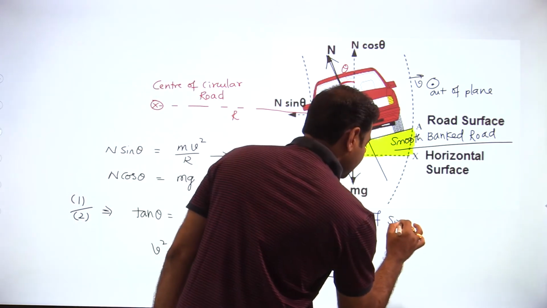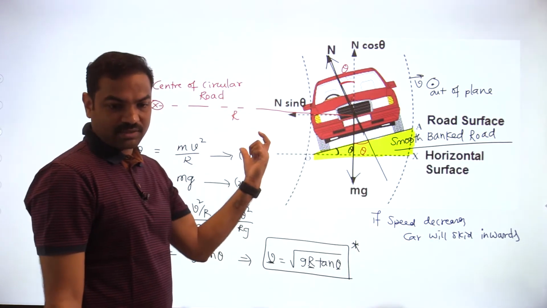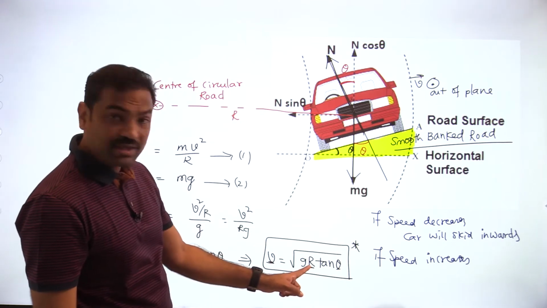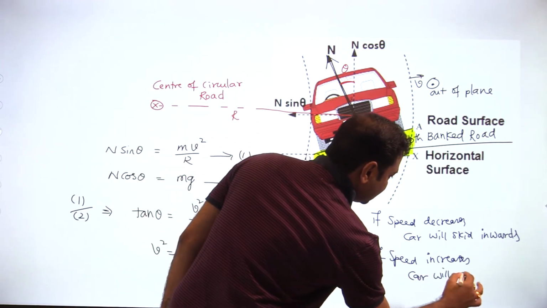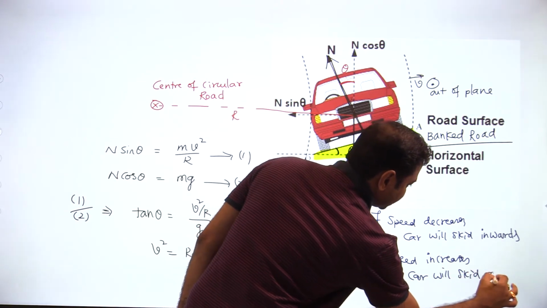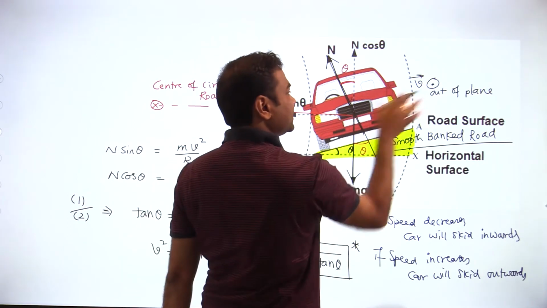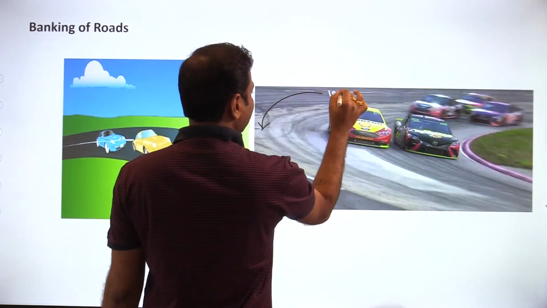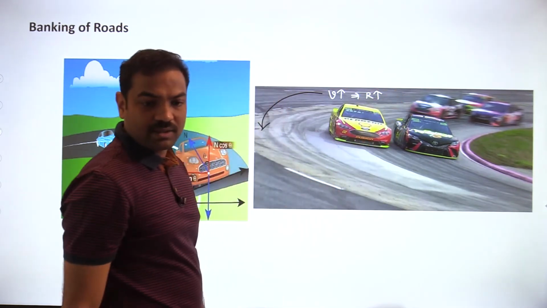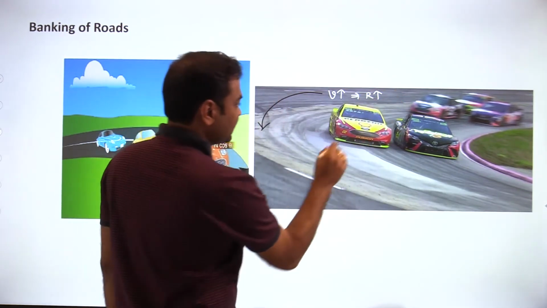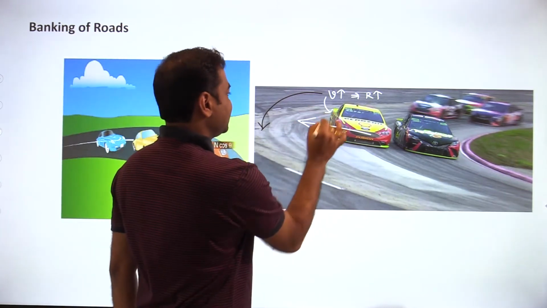If speed decreases, the car will skid inwards. The car will move something like this. It goes inward. If speed increases, the R value has to increase. As the R value increases, the car will skid outwards. What is the meaning of outwards? Outwards means it will go away, something like this. Am I right? V increases means the R value has to increase, then the car will go in this way. Let us say this car is increasing its speed.